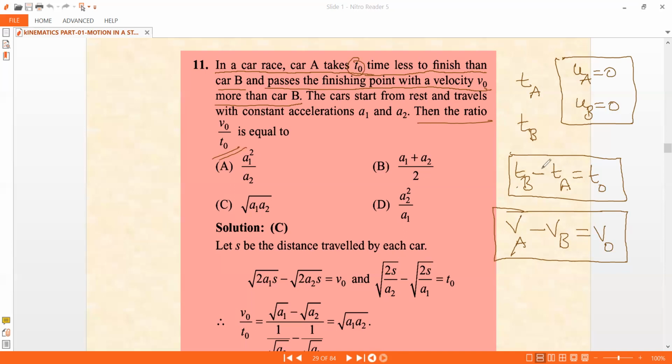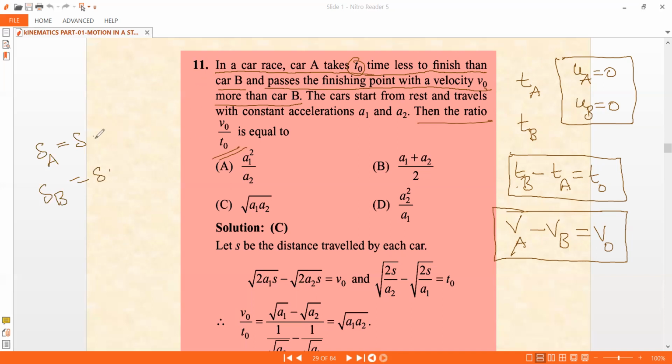So how do we go about this? Let us say car A covers a displacement of SA and car B covers SB. But to cross the finishing line, both these displacements are equal. Whatever displacement car A does, the same displacement car B does. But they travel with different velocities, and the accelerations are A1 and A2.